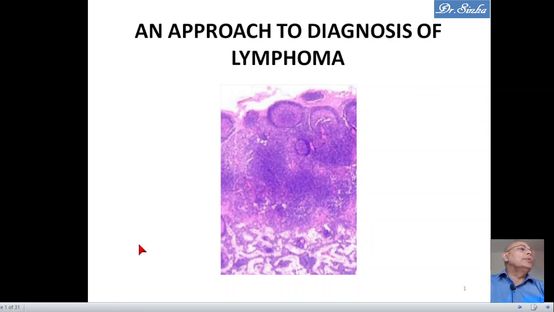Friends, topic of today is an approach to the diagnosis of lymphoma. The topic is taken up today because in case of lymphoid tissue, it is difficult to differentiate benign from malignant condition due to heterogeneous appearance. Proper steps should be followed for diagnosis. A multidisciplinary approach is required.